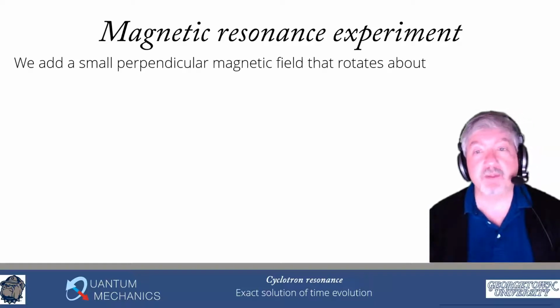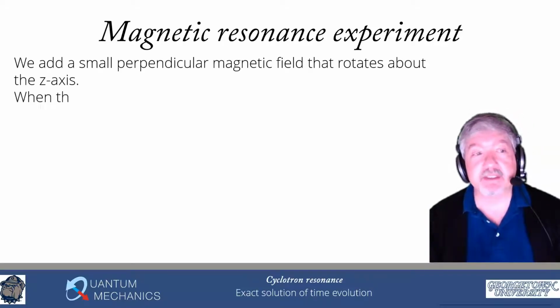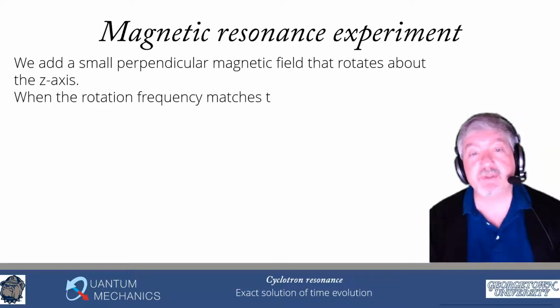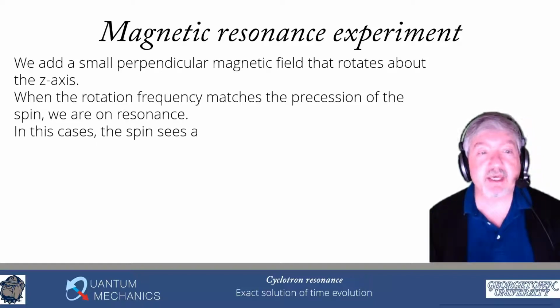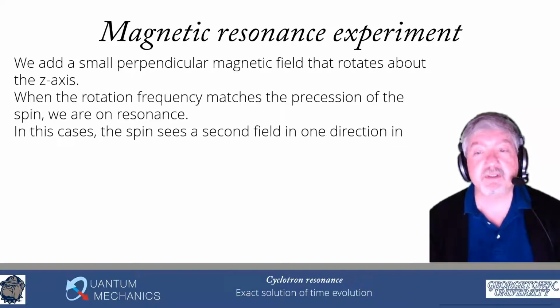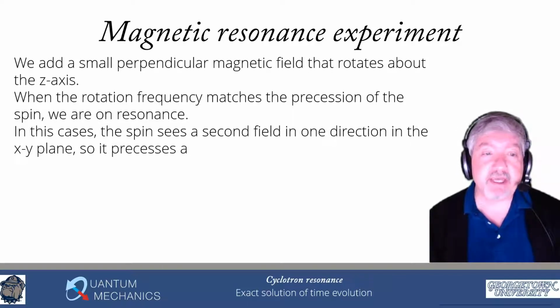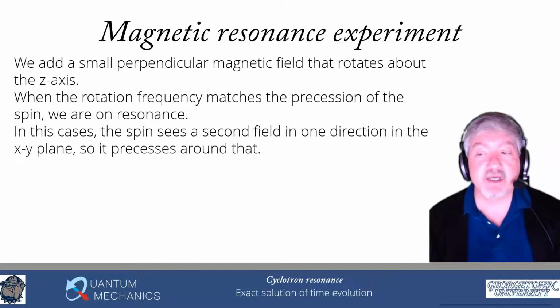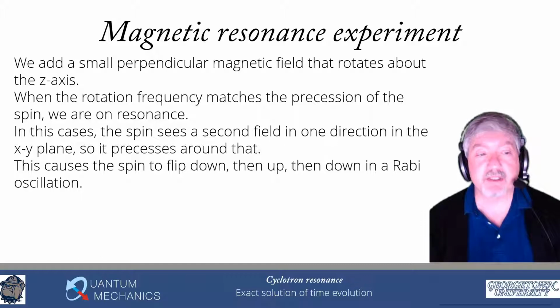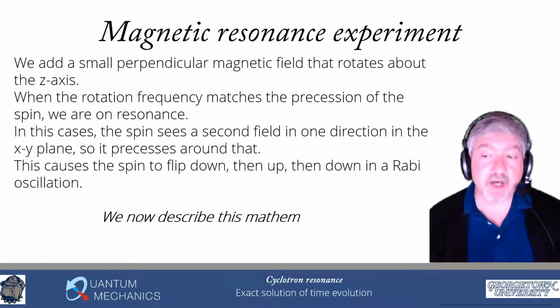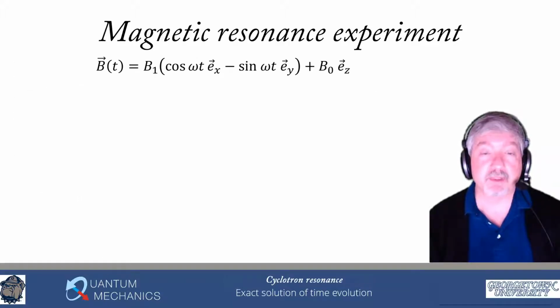We're going to add in a small perpendicular magnetic field that rotates about the z-axis. When that rotation frequency matches the precession of the spin, the rate of precession of the spin, then we're on resonance. And in this case, the spin sees a second field in one direction in the xy plane, so it's going to precess around that field. That's going to cause it to flip from up to down, and that's a process that we call the Rabi oscillation. We're now going to get very mathematical and describe in detail exactly how this works using our operator formalism.